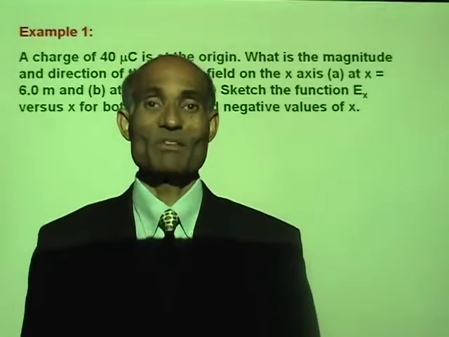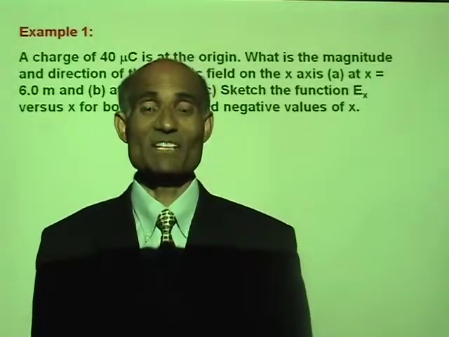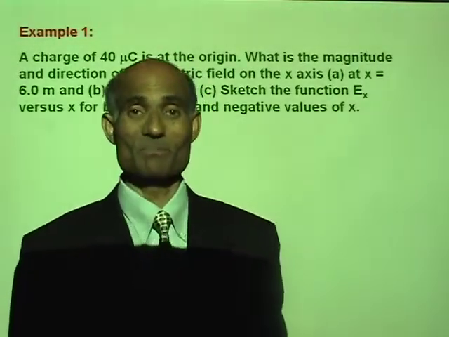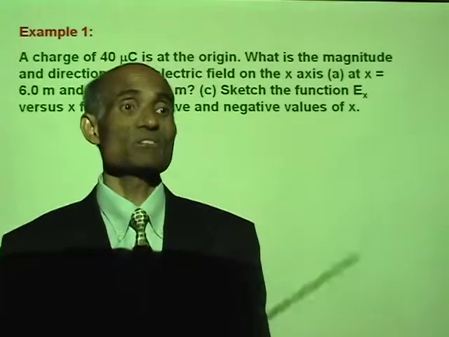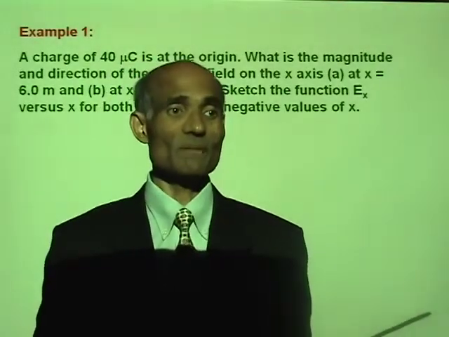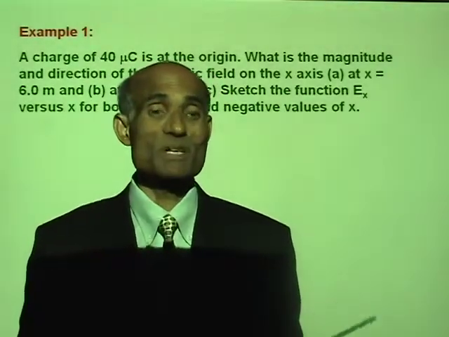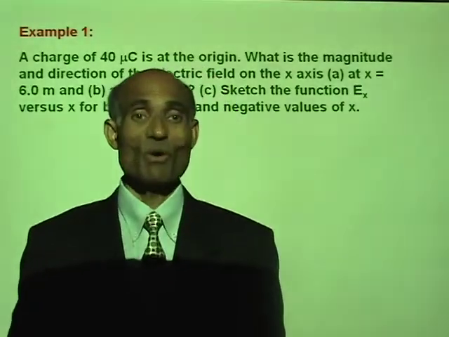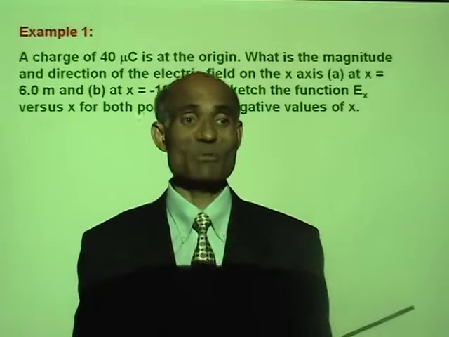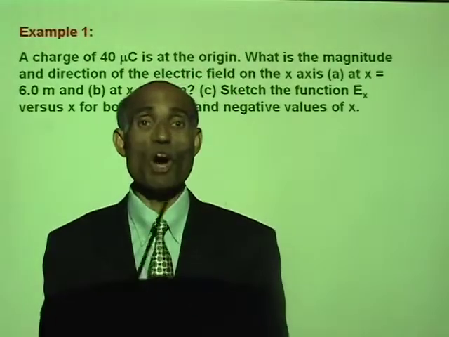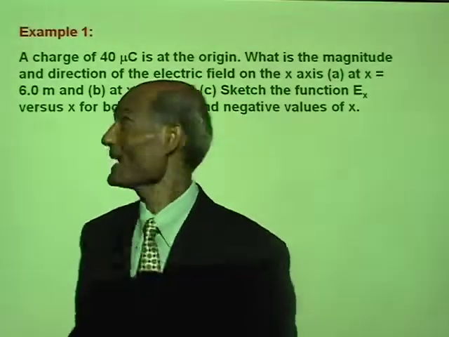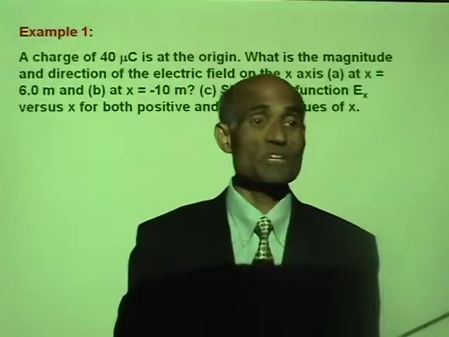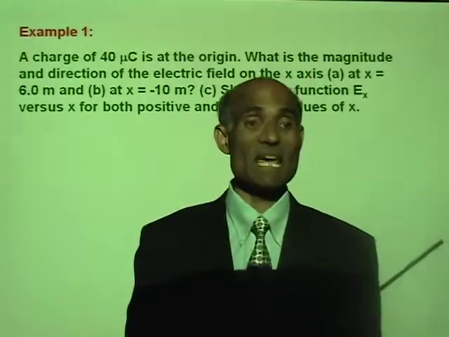Hello, we will now continue with our study of electric field by solving some simple problems. Let's start with example 1. A charge of 40 microcoulomb is at the origin. What is the magnitude and direction of the electric field on the x-axis at x equal to 6 meter and at x equal to negative 10 meter?